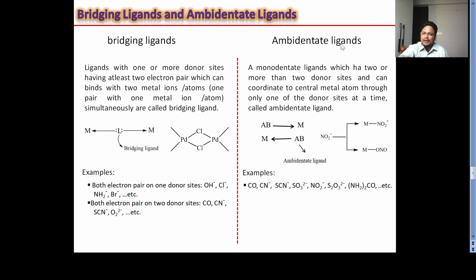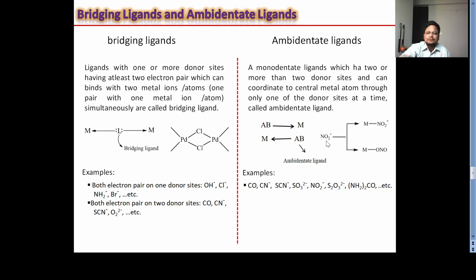Now move to ambidentate ligand. A monodentate ligand which has two or more donor sites and can coordinate to the central metal atom through only one of the donor sites at a time is called an ambidentate ligand. From here we can see that AB is a type of ambidentate ligand. It has two donor atomic sites, A and B. When it coordinates to a metal, it can coordinate either through donor site A or donor site B.